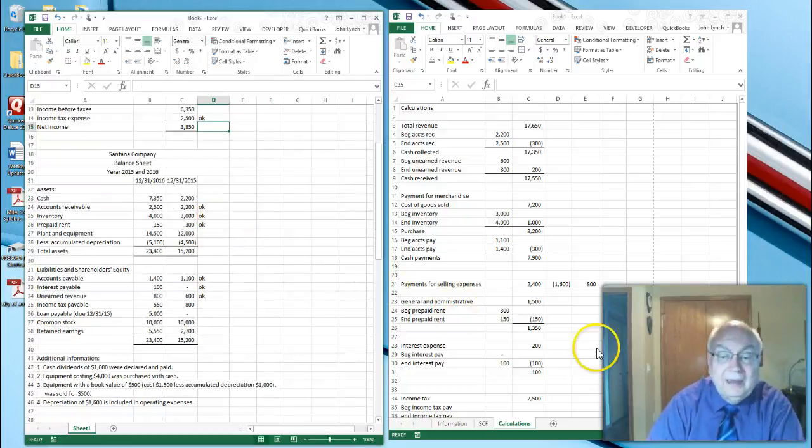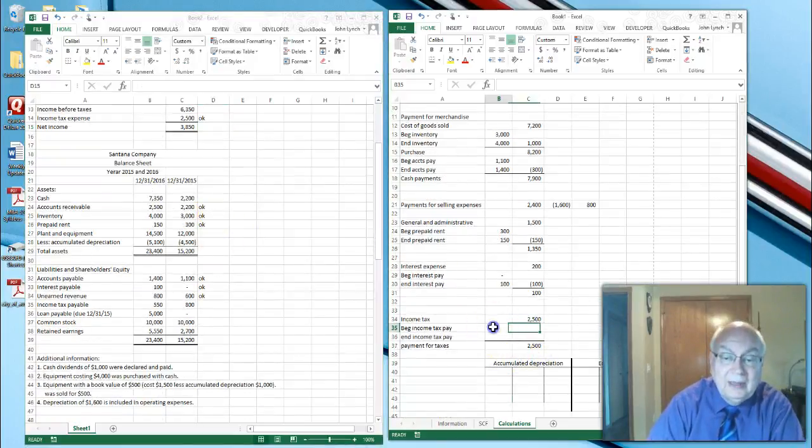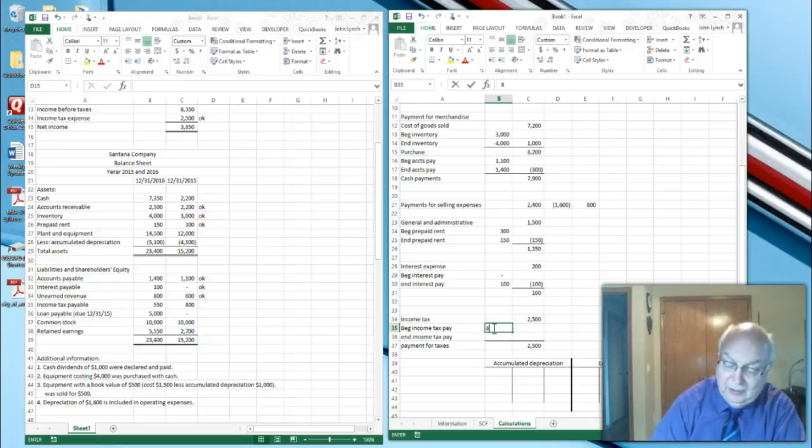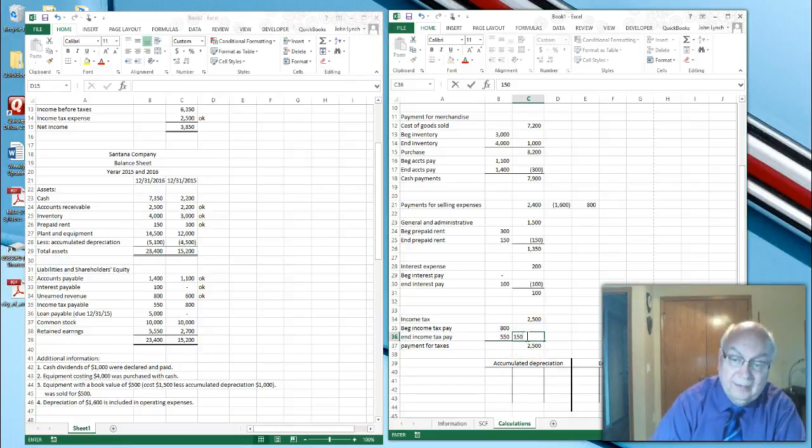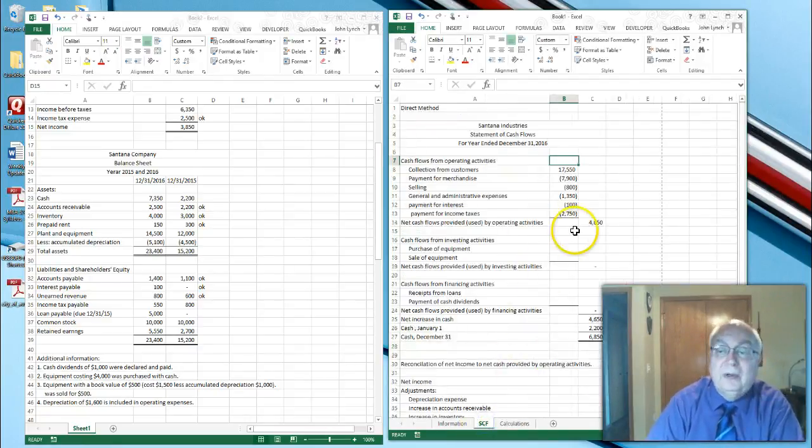And then we have the good old income tax payables. And we have a beginning and an ending. So we started off with 800. We ended up with 150. We paid extra of 150. Well, we can do it this way if you don't want. We paid extra. You take 800 minus the 550, 250 extra. So the 2,750 should be over here.